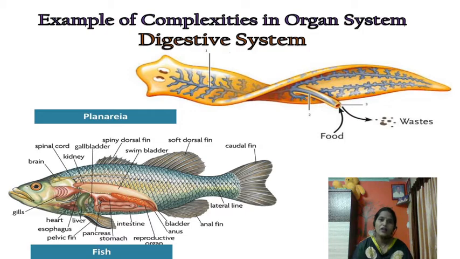And in higher organisms, for example fish, we can see there are two different openings of the digestive system. So in Platyhelminthes, we can say the digestive system is incomplete, and in other higher organisms which show two separate openings, mouth and anus, we can say that they have a complete digestive system.